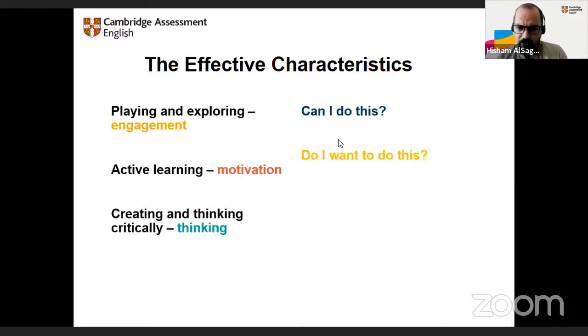And the third one is thinking. So we've got 3 main important variables. These are the 3 variables that we hope would exist in the LOA cycle: engagement, motivation, and thinking. Let me just give an overview for each one of them.